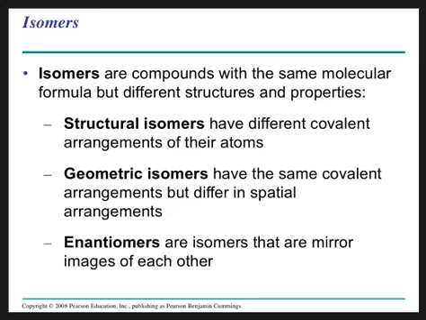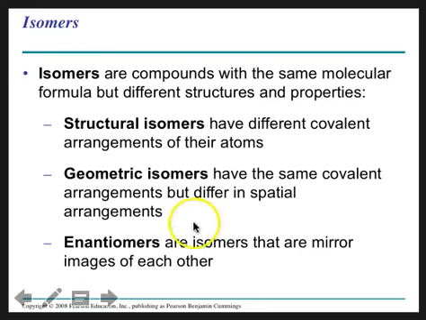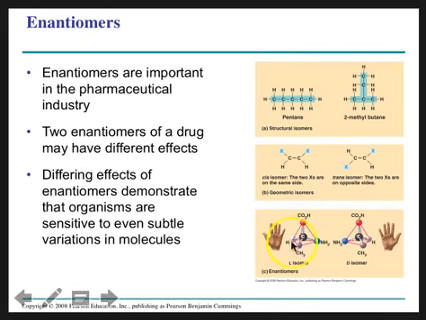Structural isomers are going to have different arrangements to their covalent bonds. So this is a structural isomer: this chain versus the branching. I'm going to go back a slide just so you can read the words. Geometric isomers have the same covalent arrangements, so the same bond arrangements, but they're going to differ spatially. The space between is going to be different.